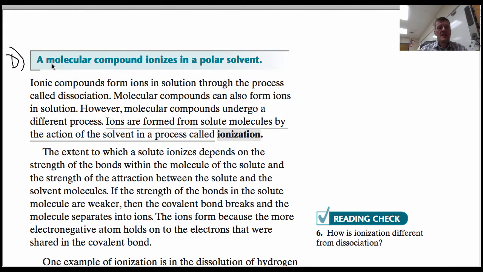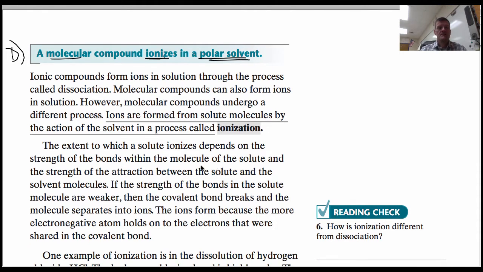All right, a molecular compound ionizes in a polar solvent. Let's see what that means exactly. An ionic compound forms ions in solution through the process called dissociation. We've already talked about that. Ionic compounds break apart into their ions. Molecular compounds can also form ions in solution. Let's see how this works.